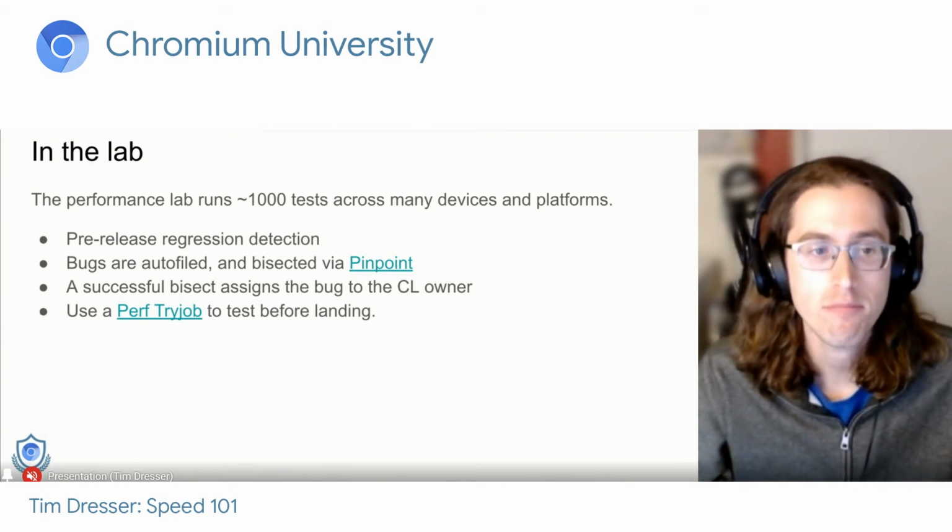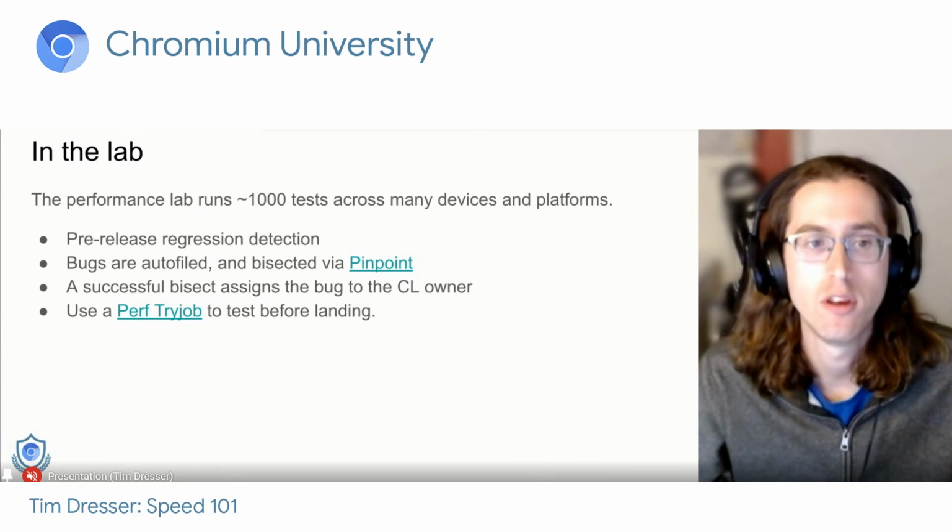If you want to get ahead of this process, you can also use a perf try job to run a CL through the performance lab before it's been landed.